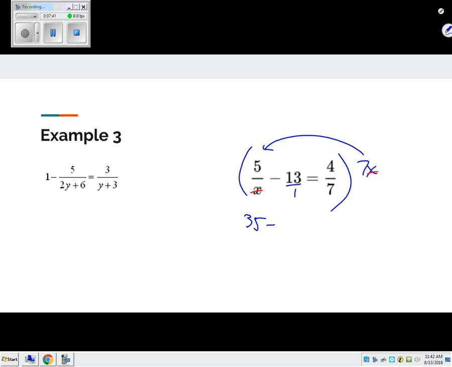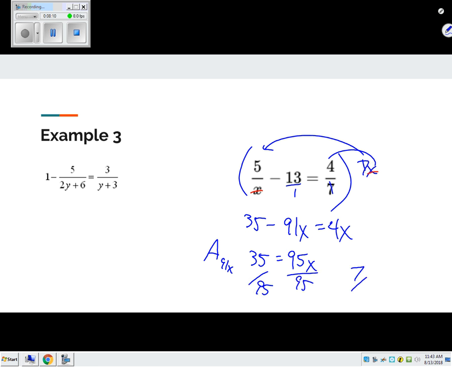minus. Now the X comes back into play. 7 times 13 should be 91X. And then 4 sevenths times 7X. Well, this time the 7's cancel. I have 4 times X. Since I already have 35 on the left side by itself, I'm just going to leave it over here, and I'm going to add 91X to both sides. Divide both sides by 95. I do believe that gives me like 7/19ths for my answer.